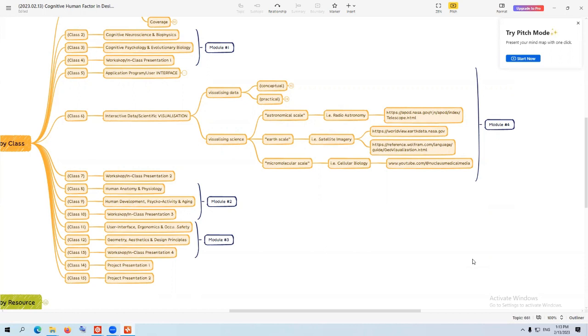Okay, welcome to what would be our sixth class, your sixth class in cognitive human factors in design, right? And as we made a sort of cursory outline, this class is about trying to apply, or trying to introduce you to, the concept of the cognitive human factor, right?